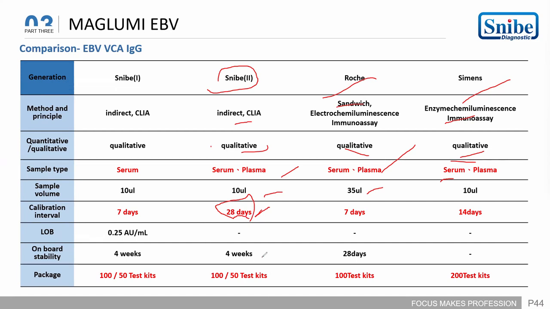The onboard stability is 4 weeks, and for Roche it is 28 days. For Siemens it needs to be checked, because as of today we do not have any data on their onboard stability. For packages, we have a 50 test and 100 test pack size, while Siemens and Roche have 100 test and 200 test pack sizes, which is not lower than 100. So this is the comparison information for EBV VCA IgG.